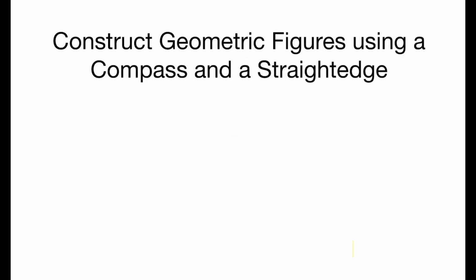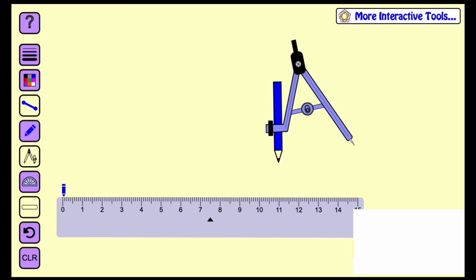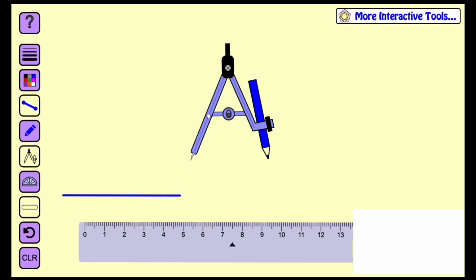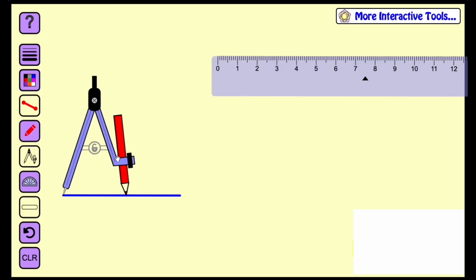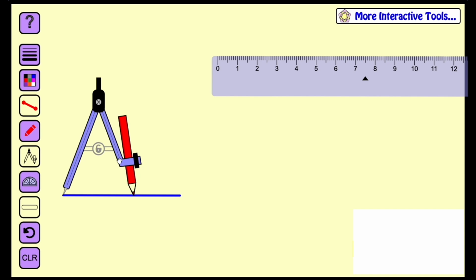In this video, we're going to construct geometric figures using a compass and a straight edge. The first thing we're going to do is start off simple by making a line segment bisector with the right angle. To bisect means to cut in half. We're going to start by making a line that is 6 centimeters long. Place the compass point at one end of our line segment. Then we're going to adjust the compass so that it's a little bit longer than half of the line segment.